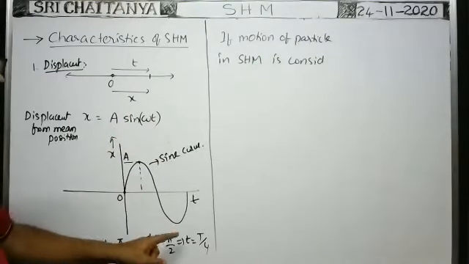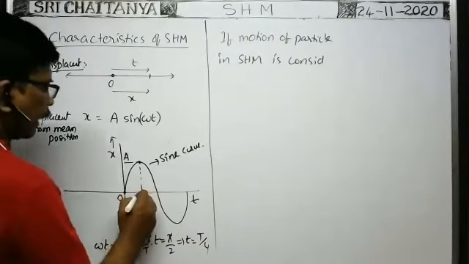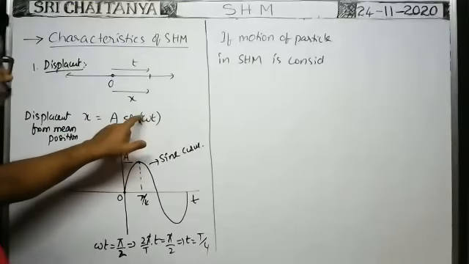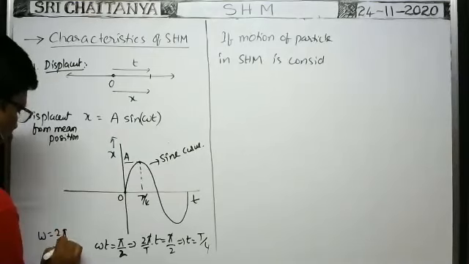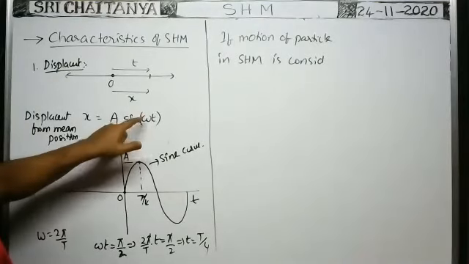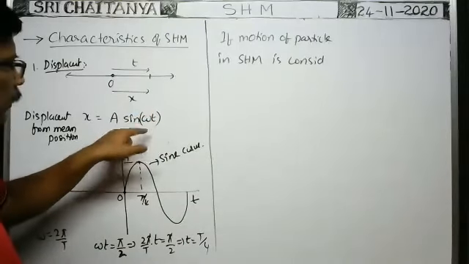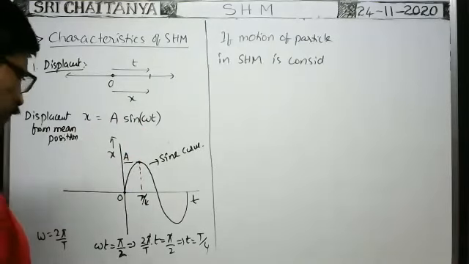In this formula, when t is equal to capital T by 4, you substitute here, ω means 2π by capital T. So here you substitute 2π by capital T into small t, which is T by 4. Then you will get π by 2. Sin π/2 means maximum value. That's why the maximum value is here.